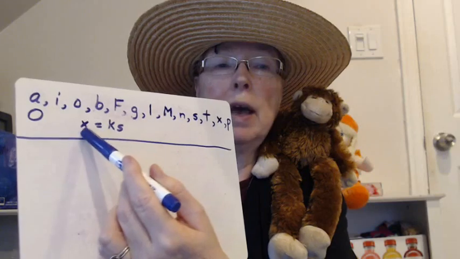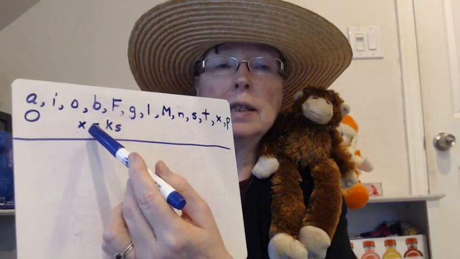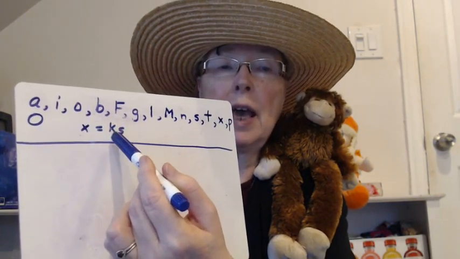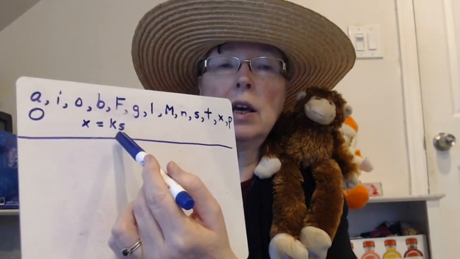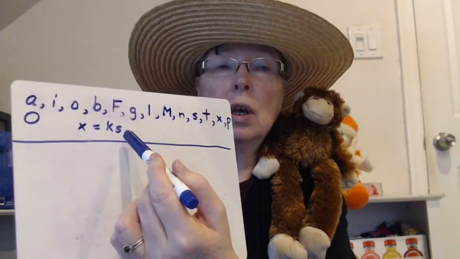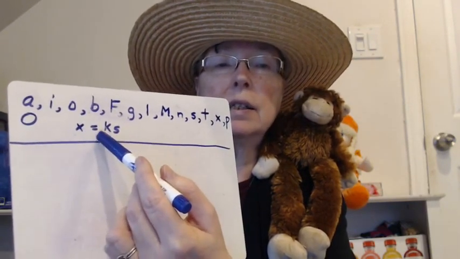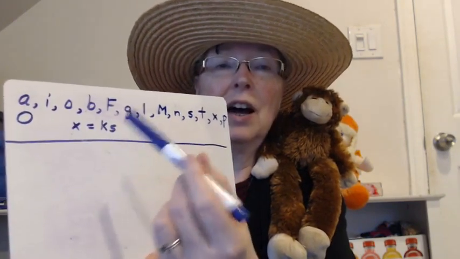All right, and then we have X here. And X doesn't make a sound by itself. It has to have the combination of a K and an S. K, with the S, makes the sound of X. That is the X sound. All right, now let's go ahead and build our words.